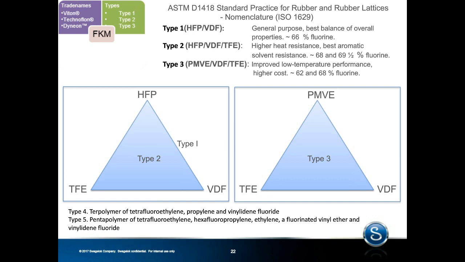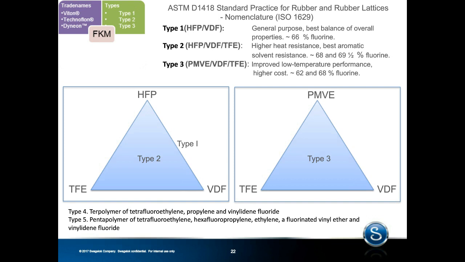So if we are going to speak in trade names for a moment, if you've heard of Viton A, that particular raw gum is only made up of hexafluoropropylene and vinylidene fluoride. A type 2 would have all 3 monomers present: hexafluoropropylene, vinylidene fluoride, and tetrafluoroethylene. So why do I mention this? Because the raw gum and the resulting seals are going to have different properties based on the ingredients that are used to make that raw gum rubber.